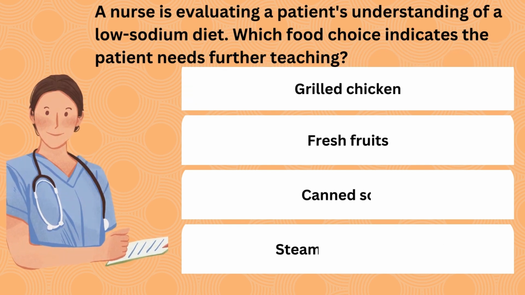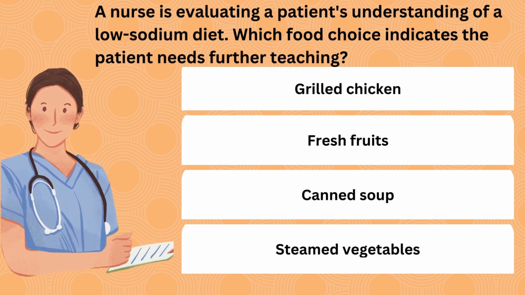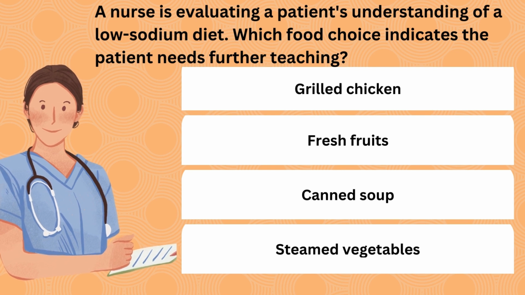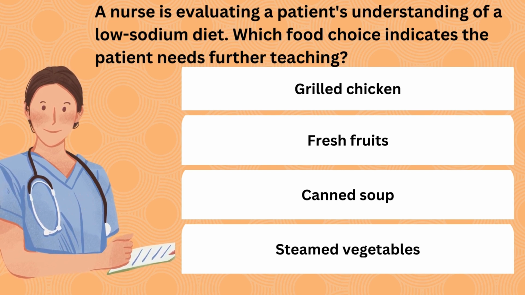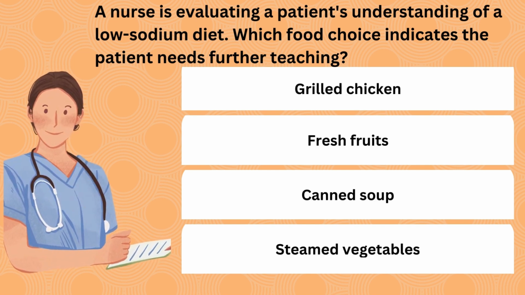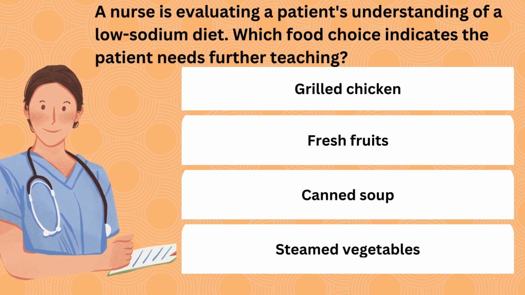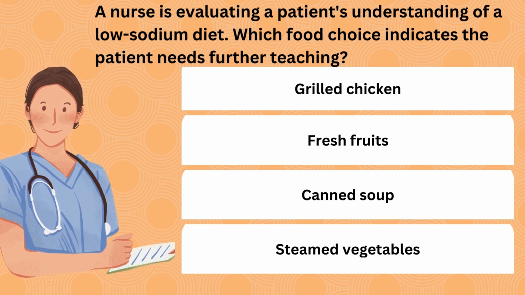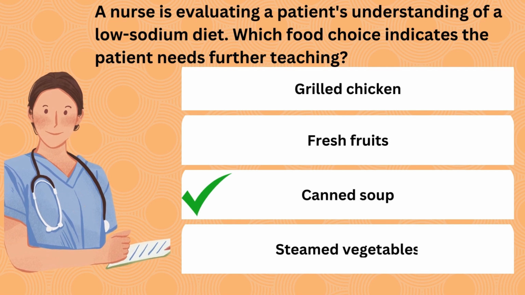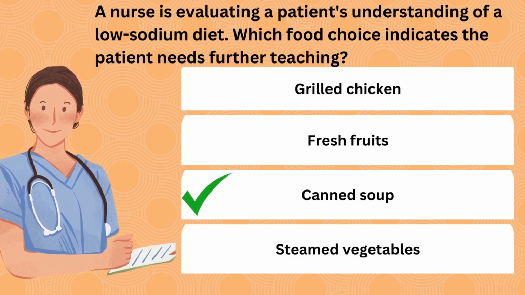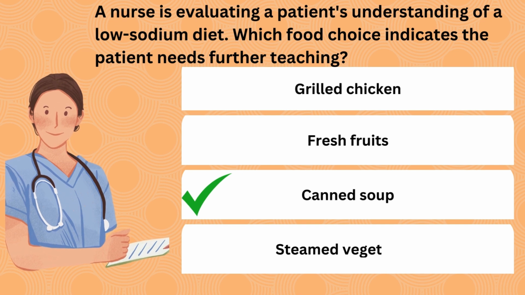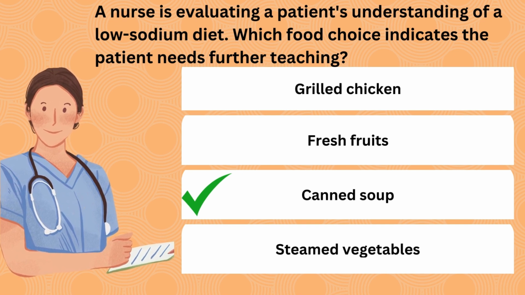Question 13. A nurse is evaluating a patient's understanding of a low-sodium diet. Which food choice indicates the patient needs further teaching? Is it A. Grilled chicken. B. Fresh fruits. C. Canned soup. D. Steamed vegetables. The correct answer is C. Canned soup. Canned soup is often high in sodium and should be avoided in a low-sodium diet.